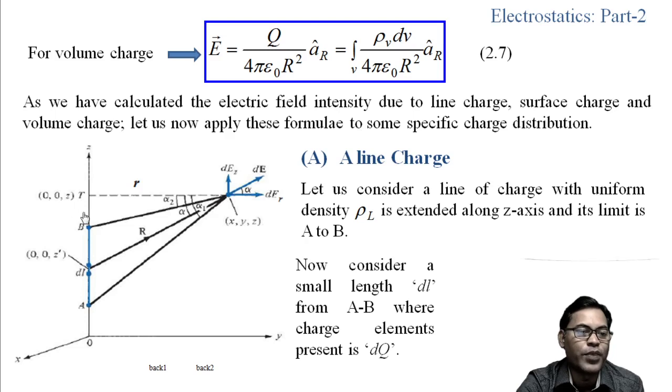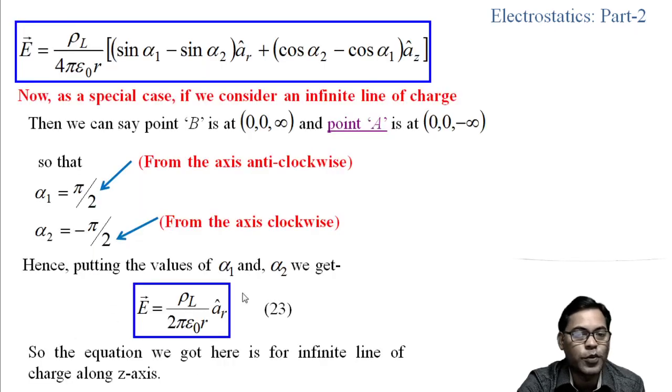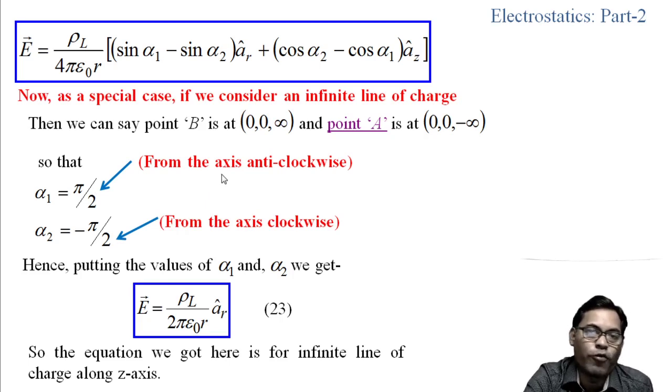You can see that here, if we take B, this infinite line of charge, B will be at infinite in this direction, so x is 0, y is 0, and z is infinite. Similarly, A will be at x is 0, y is 0, and z is minus infinity. In this way, we can find B equals 0, 0, infinite, and A equals 0, 0, minus infinite. Now we can find alpha 1, that is pi by 2, 90 degrees, and alpha 2 equals minus pi by 2. How are we calculating this? That also we can find out from the diagram.